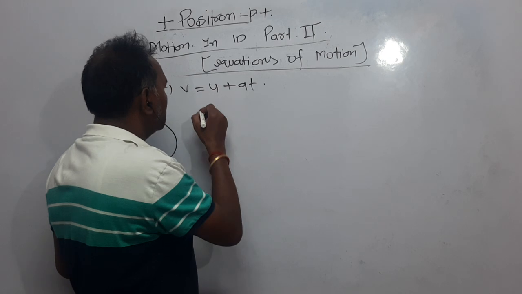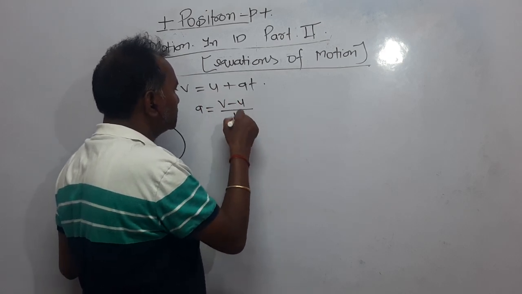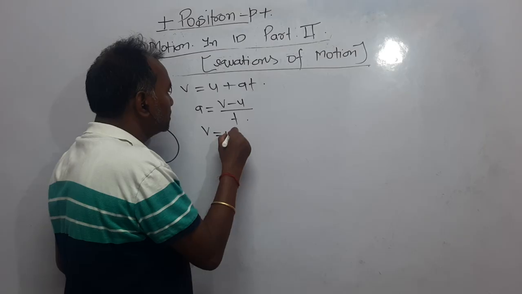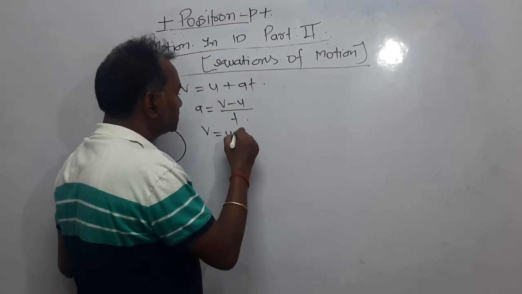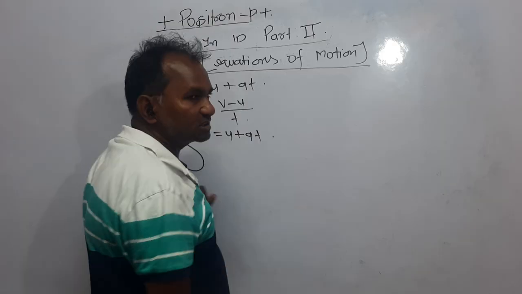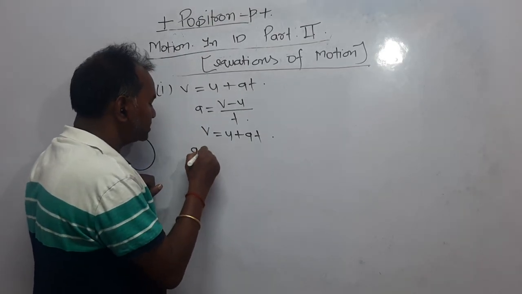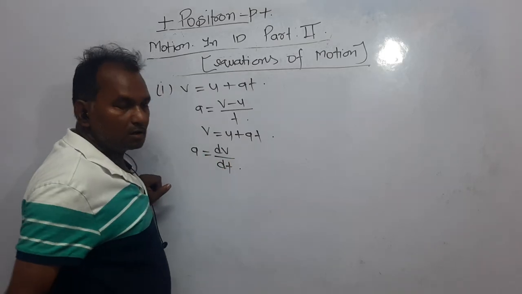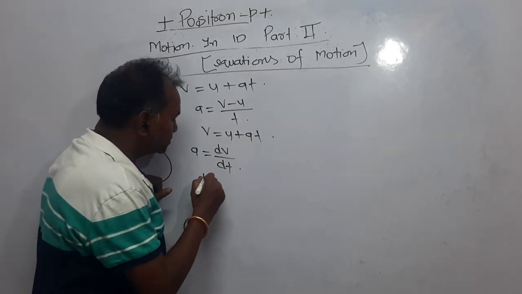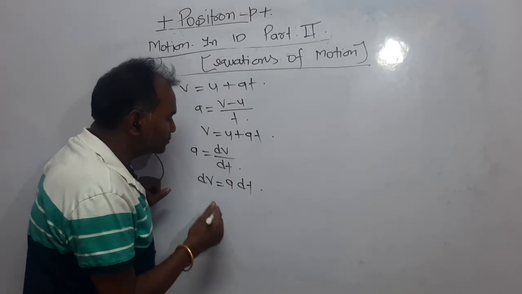Either you write acceleration is the rate of change of velocity, right? From this you can prove v = u + at, bringing it to that side. By differentiation, acceleration is the rate of change of velocity. Now dv = a dt. Integrate both sides.